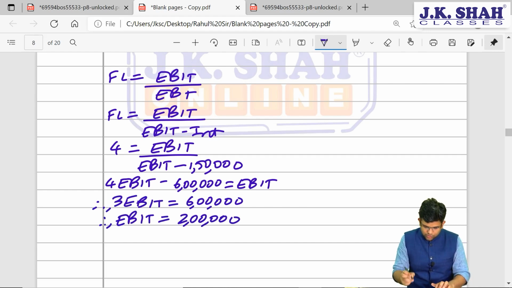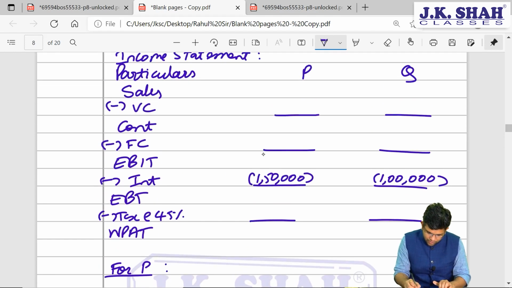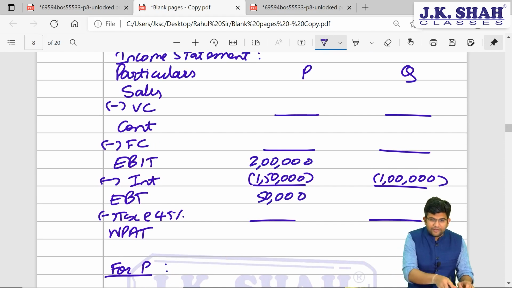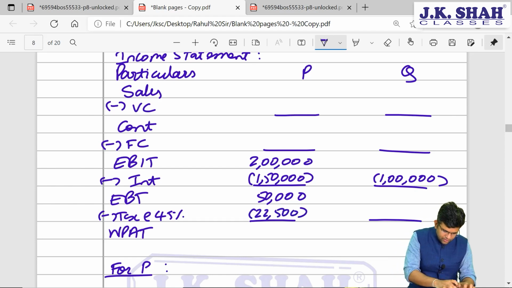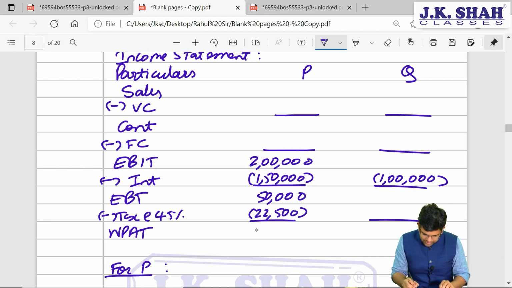Everybody clear? So with that we get the EBIT for company P as 2 lakhs, EBT will become 50,000, tax rate 45%, so we will do 50,000 multiplied by 45%. This is 22,500, and then children, 50,000 minus 22,500, you will get 27,500 as the NPAT.